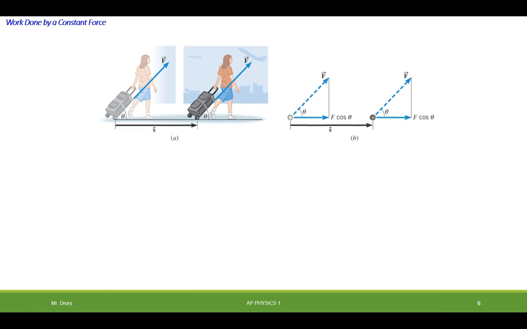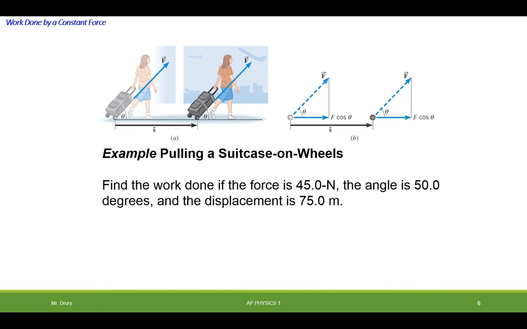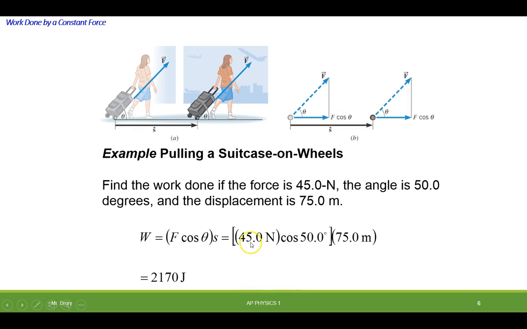Alright, let's look at this suitcase a little bit closer first. Right, we have a force of 45 newtons, an angle of 50 degrees, and a displacement of 75 meters. How much work was done? Well, not all of that force will do work, because only part of it is acting in the direction of motion. So that's why we have to do 45 cosine of 50 times the distance it moved, and we get 2170 joules.